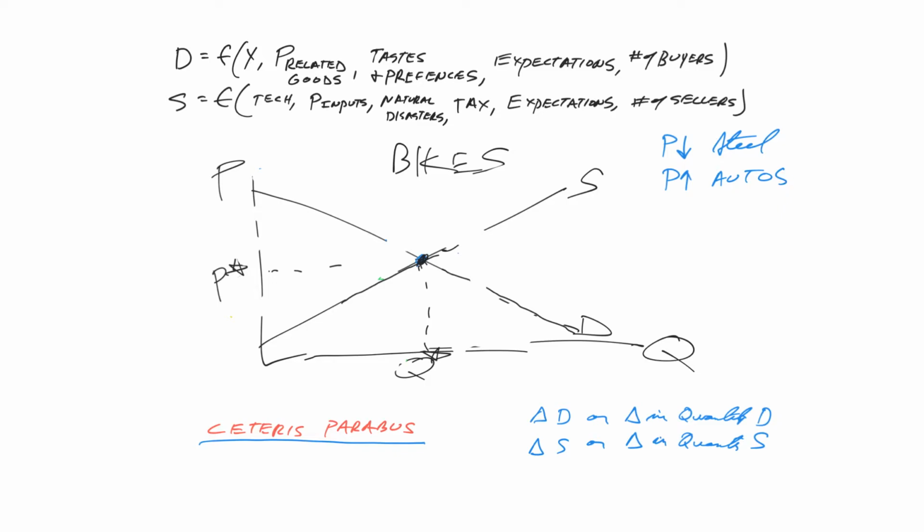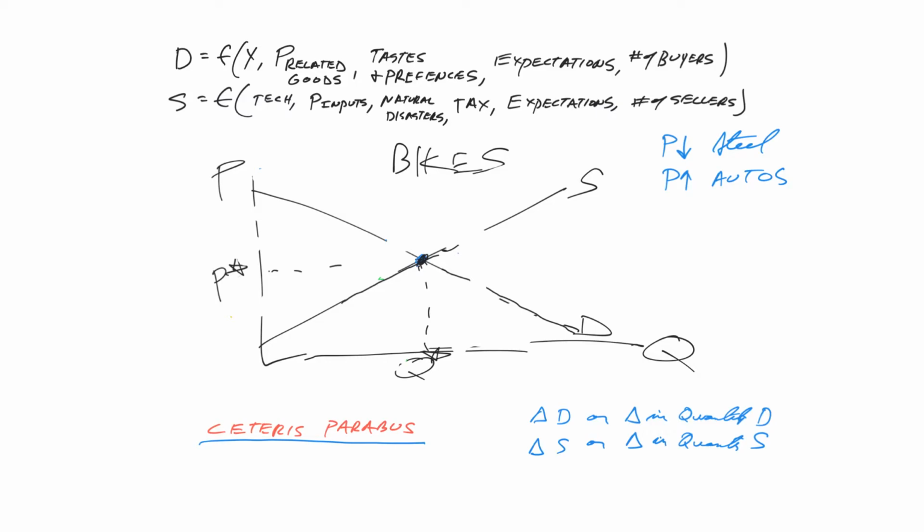The price of automobiles goes up. Well, how are autos related to bikes? They're both alternative modes of transportation, so that's a related good. Here, they're substitutes, not complements. You don't ride your bike and drive your car at the same time. So let's see what happens to equilibrium price and quantity. Well, we'll take this one at a time.